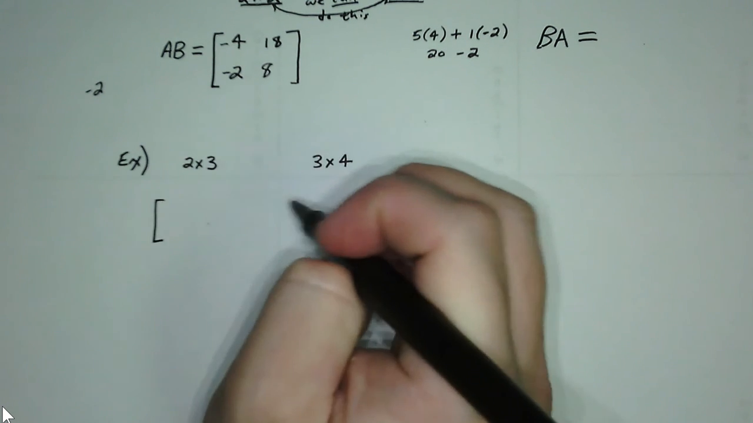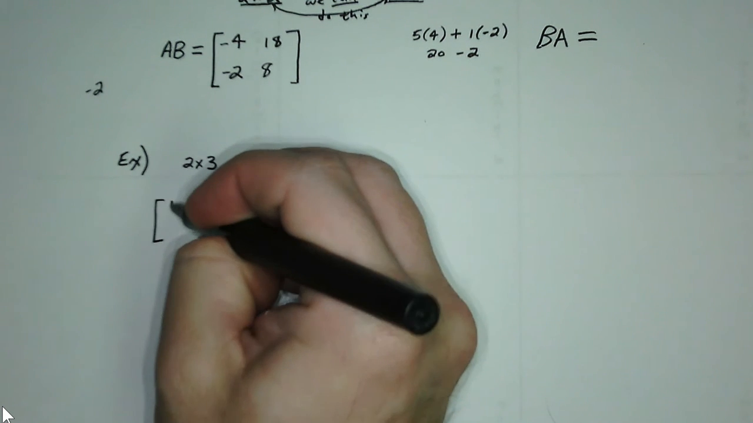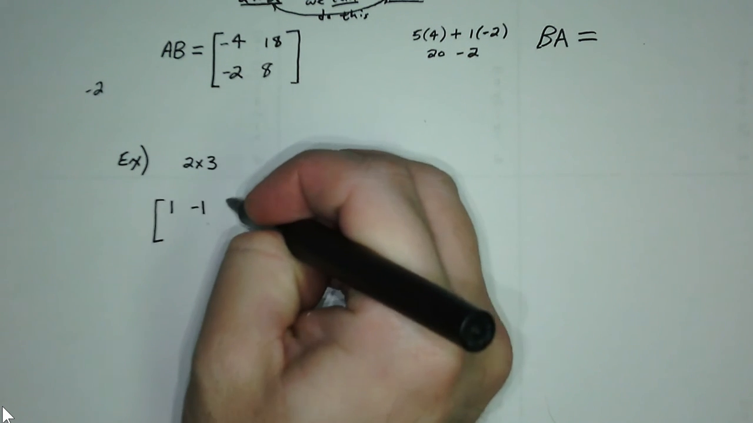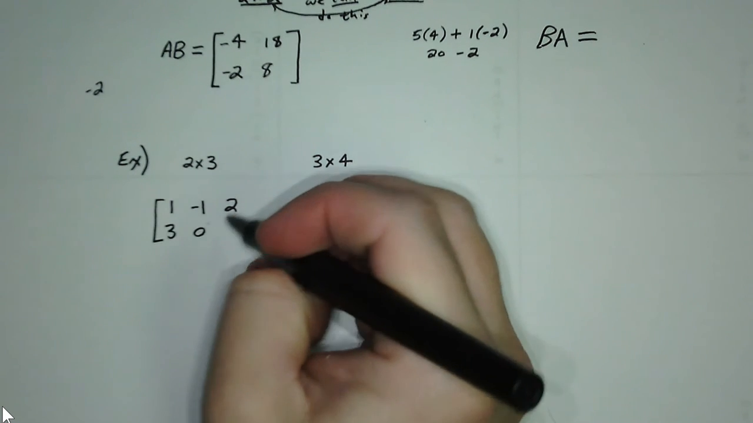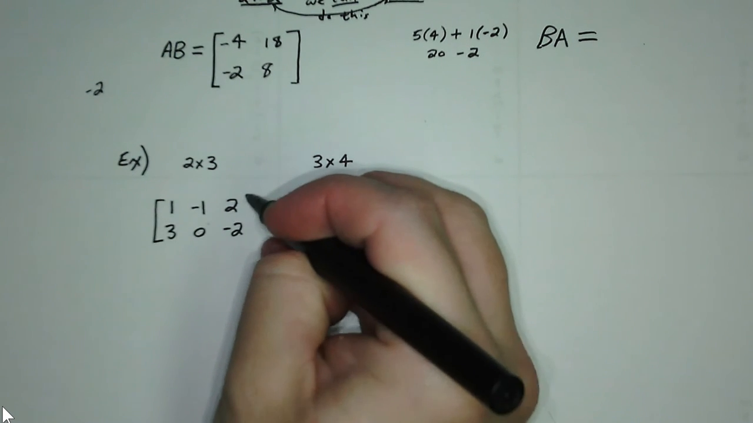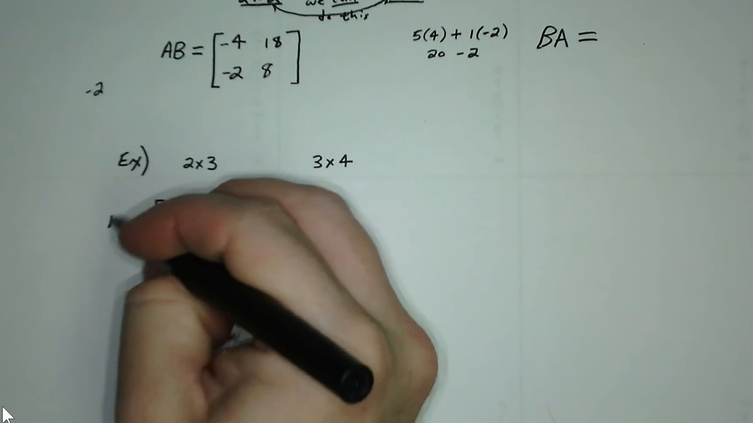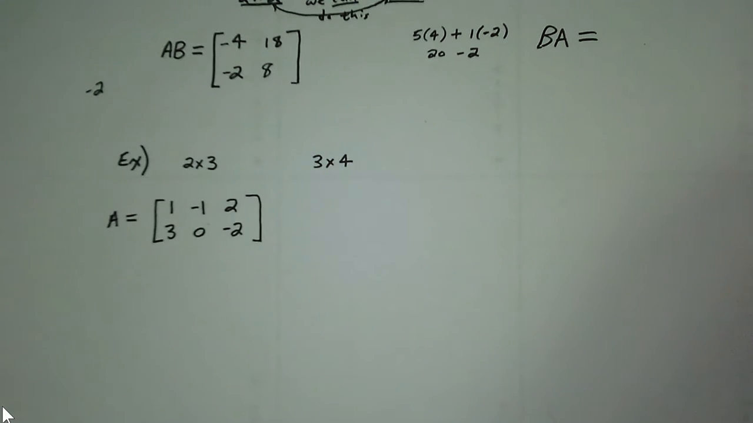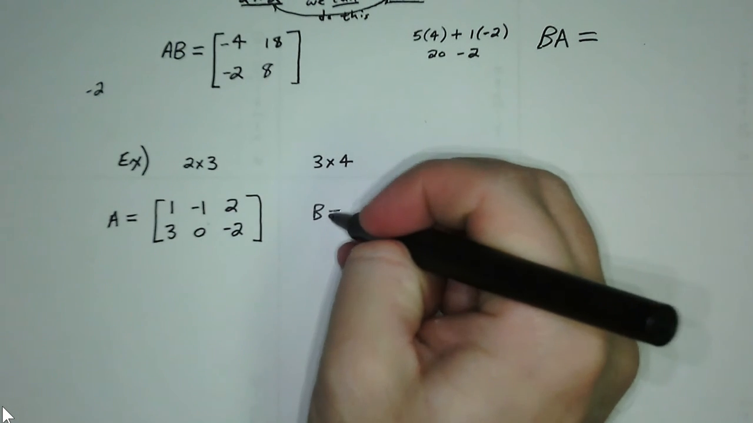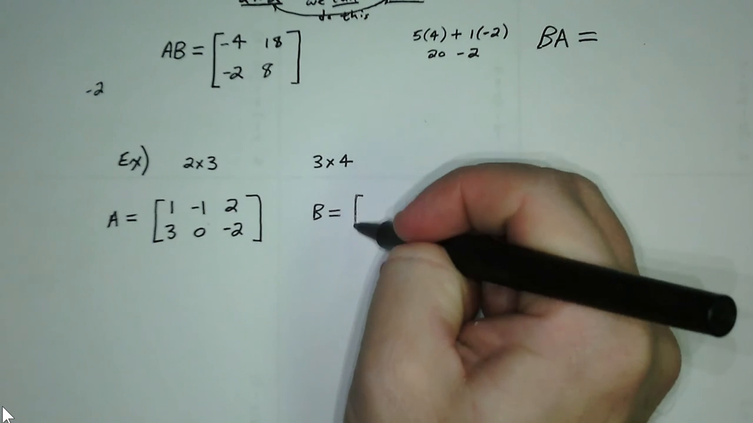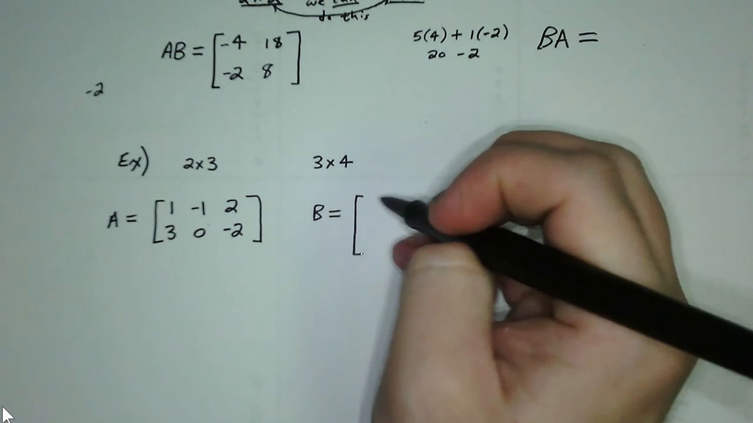So this would be 2 rows by 3 columns. So let's do 1, negative 1, 2. Let's try to keep this simple. 3, 0, negative 2. So this is matrix A, a 2 by 3. And let's say matrix B is 3 rows by 4 columns.